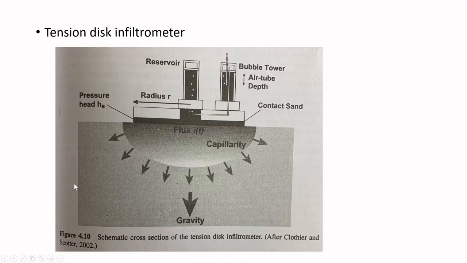Okay. This diagram shows a tension disk infiltrometer. All right. So you have a reservoir, you have a bubble tower, you have the contact sand at the bottom, and the contact sand at the bottom has a radius r, and then of course you will have a pressure head where the water is being pressurized from the top, and then we have of course the influx of water into the soil.